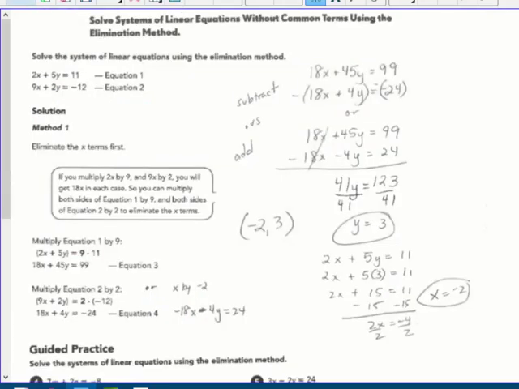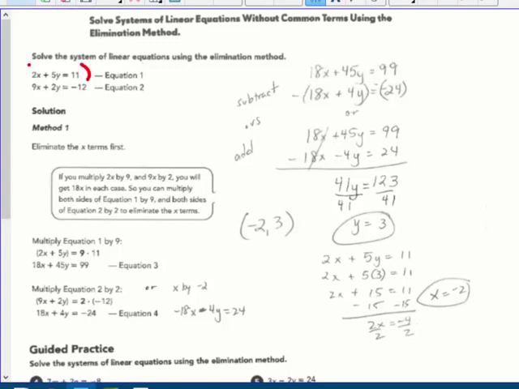Next page. Solve a system of linear equations without common terms using the elimination method. So equation 1 here is 2x plus 5y equals 11. Equation 2 is 9x plus 2y equals negative 12. Let's eliminate the x. Well, one of them has a 2 in front of it and one of them has a 9. But I could get those to cancel if I make those both 18s. If you multiply 2x by 9 and the 9x by 2, you will get 18 in each case. So you can multiply both sides of equation 1 by 9.